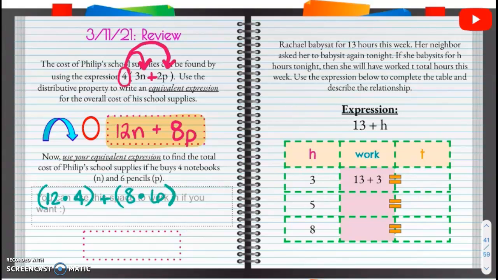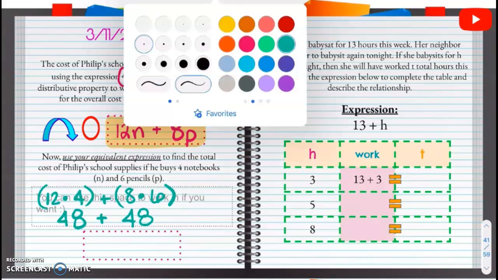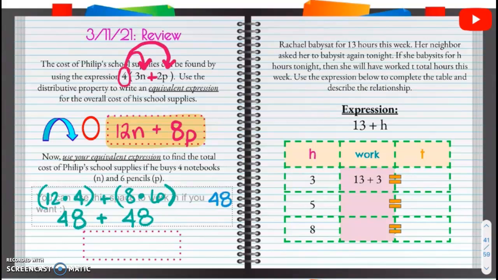So, before we add, we have to multiply. 12 times 4 is going to be 48. Plus 8 times 6, I'm sorry, 8 times 6 is 48. My bad. So 48 again. All right, so now we have 48 plus that 48.